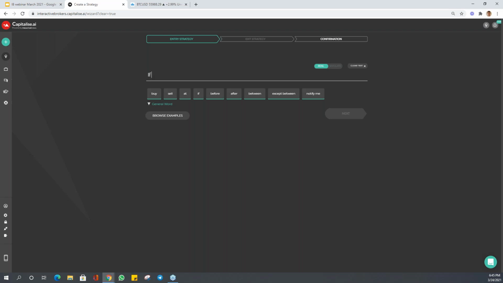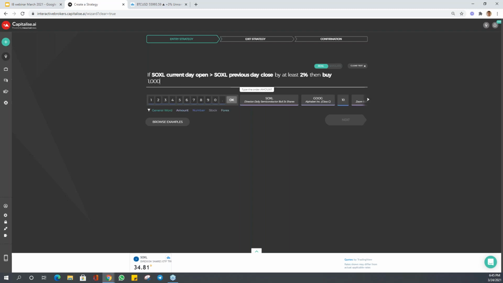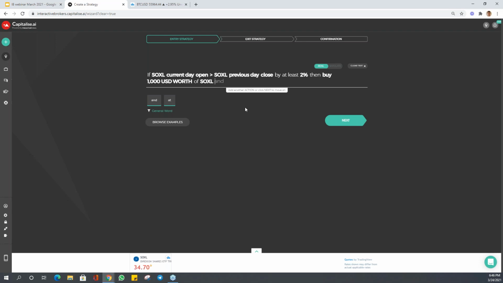So let's go, okay, if SOXL current, let me get my syntax right there. Current day open is above SOXL previous day close by at least 2%, then buy 1,000 USD worth of SOXL. Okay, great. We're taking a very simple asset and saying if the current day open is above the previous day close by 2%, then let's get into the market with 1,000 USD.